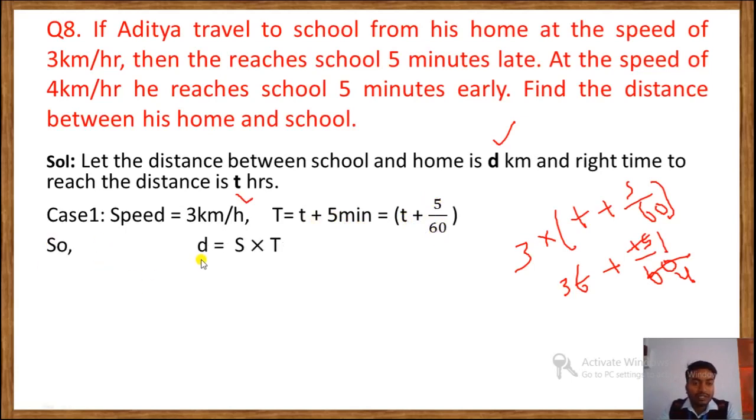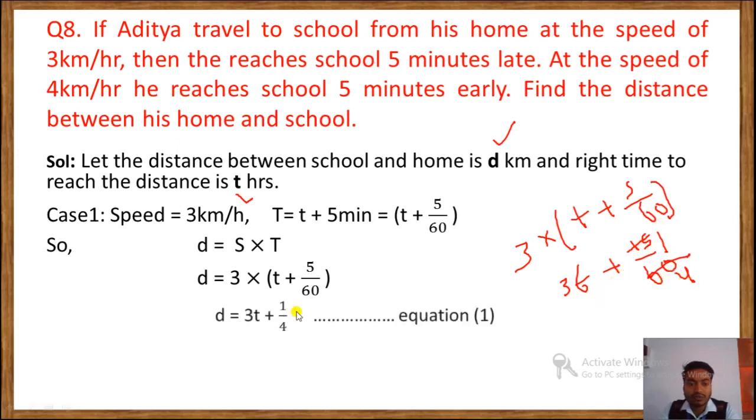Now we have to find out the distance. So distance equals speed into time. So speed we have 3 km per hour, 3 into, and time we have t plus 5 by 60. When we calculate this, we'll get 3t plus 1 by 4. Here you can see 3 into t plus 5 by 60. When we multiply 3 into t, 3t, plus 3 into 5, 15 by 60. 15 ones are 15 and 15 fours are 60. So 3t plus 1 by 4. So from here we got d equals 3t plus 1 by 4. And this one we can call equation number 1.